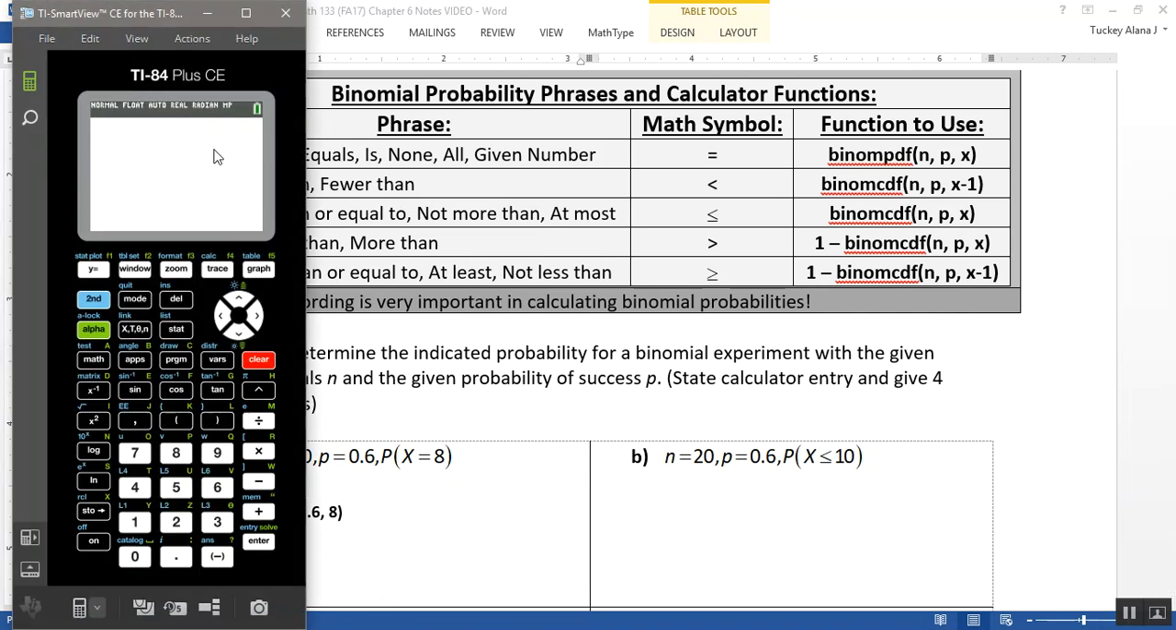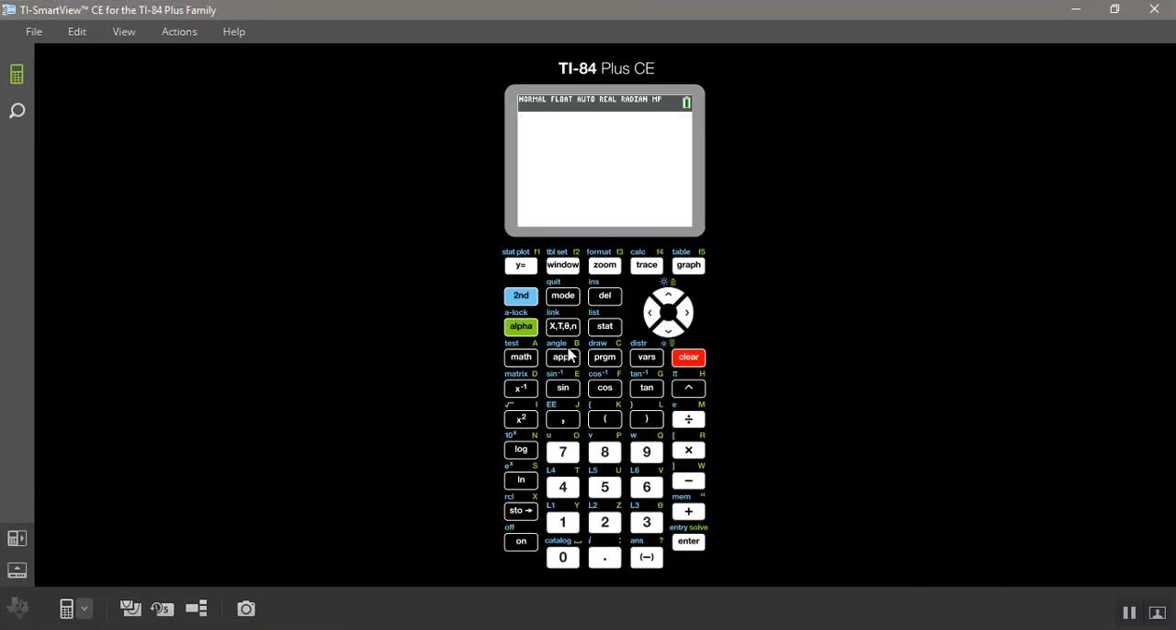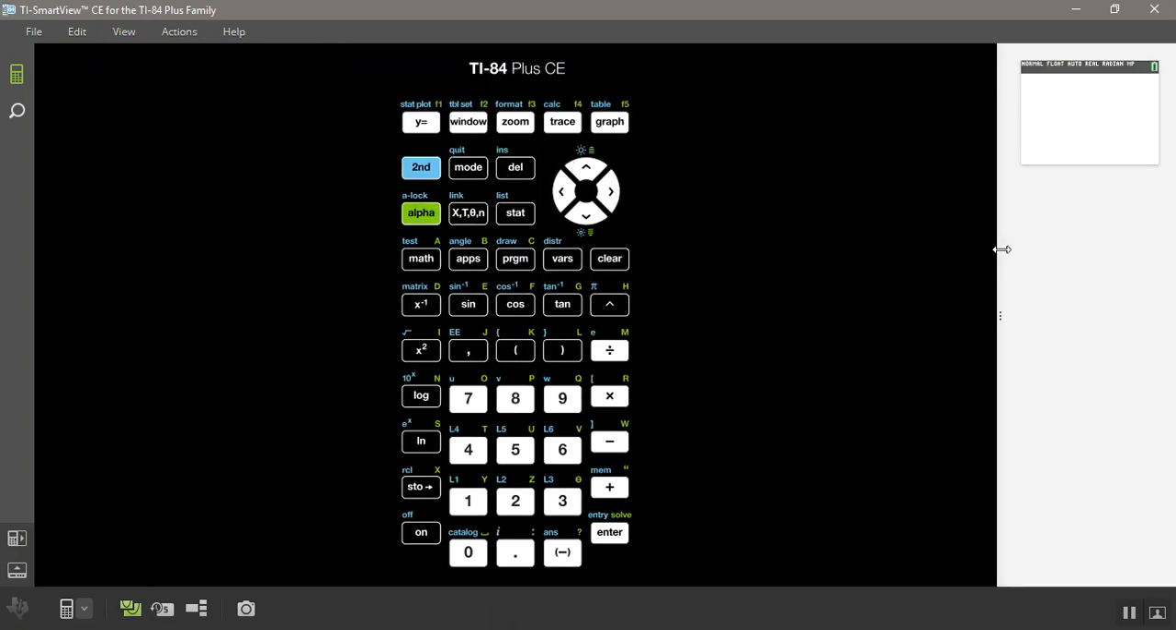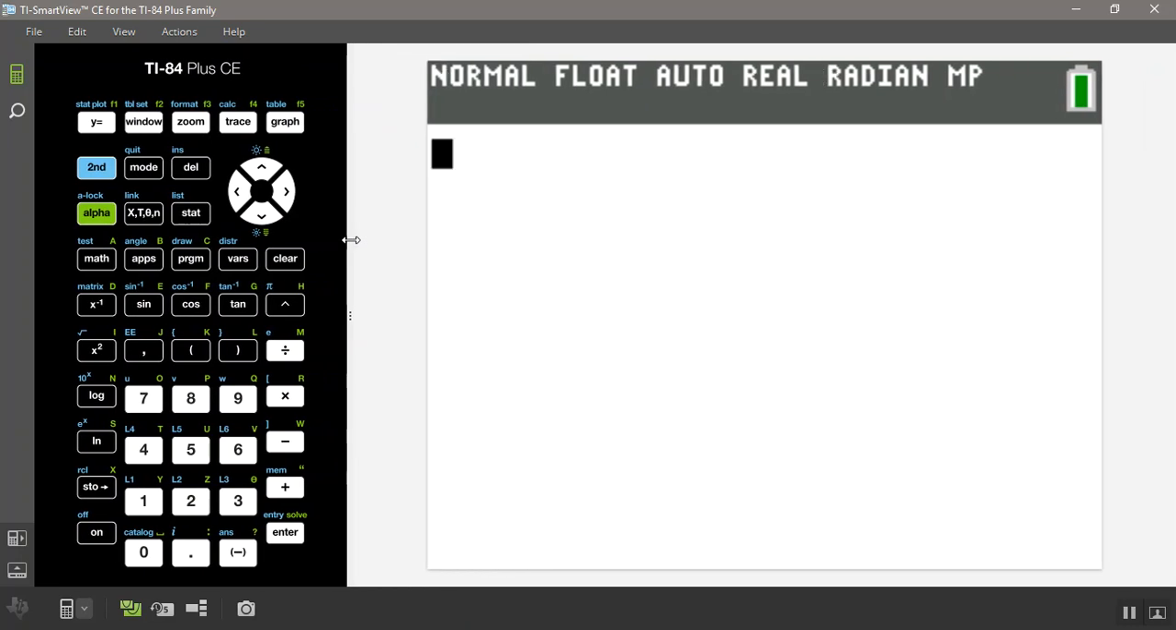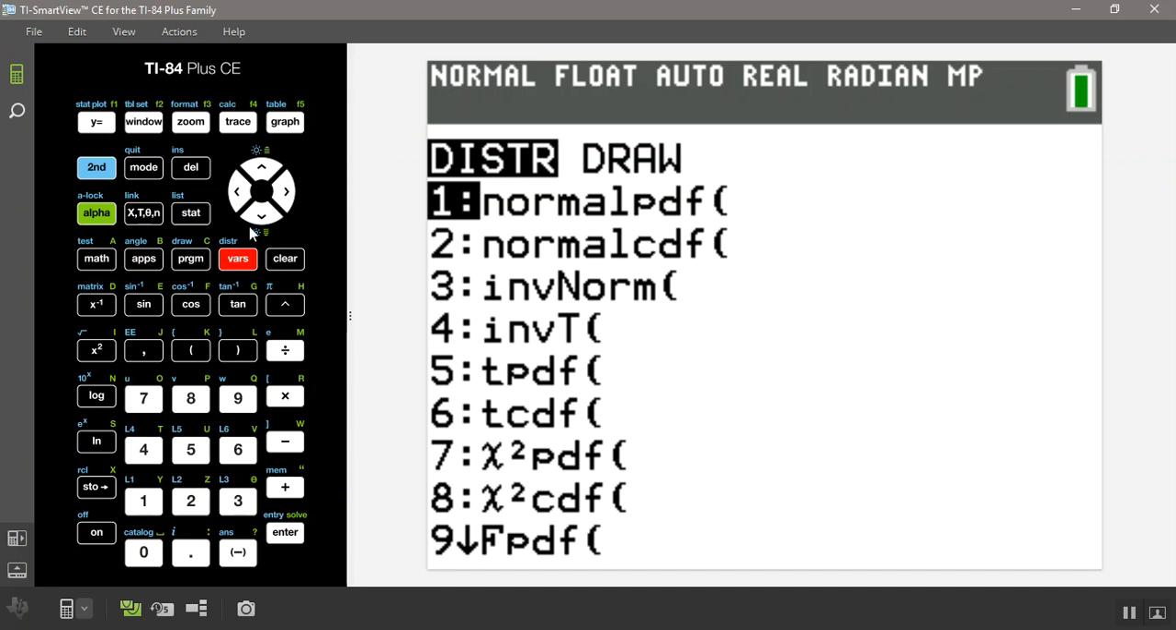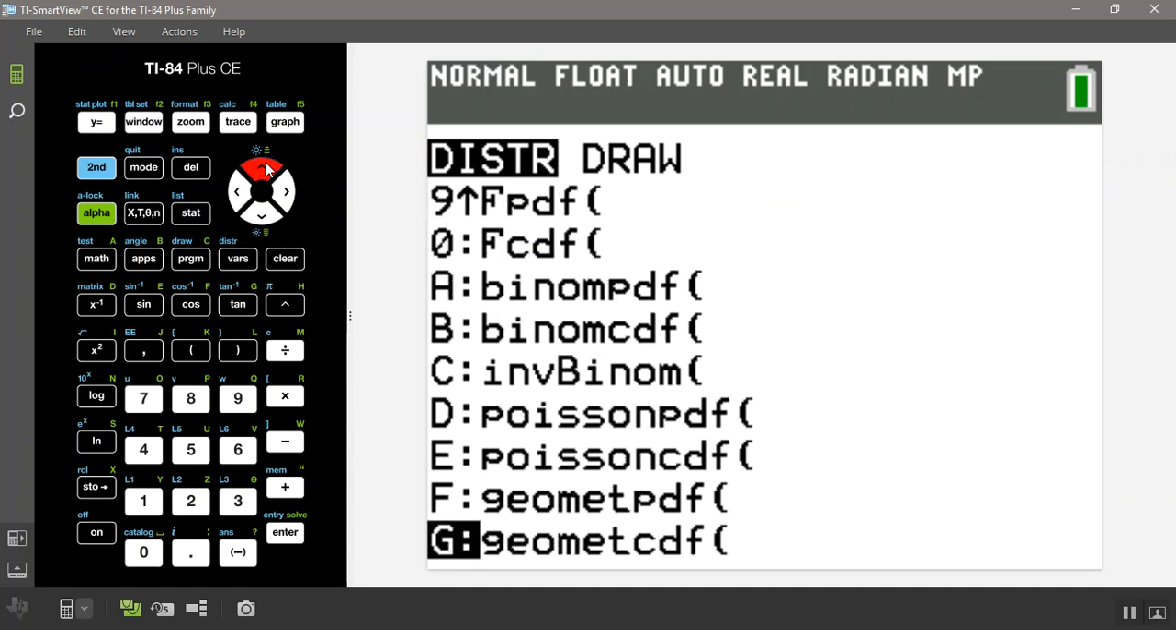Now let me go grab a calculator. And I'm going to make the screen bigger if I can. There we go. Just so you can see it. You have to go to the distribution menu, which is above the variables key over here. So you hit second, distribution, and you want to find binom PDF. P stands for probability, D is distribution, F is function. So binom probability distribution function. So it's letter A. So I'm going to select that.